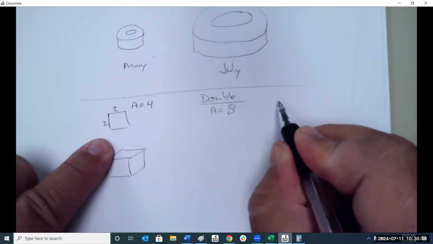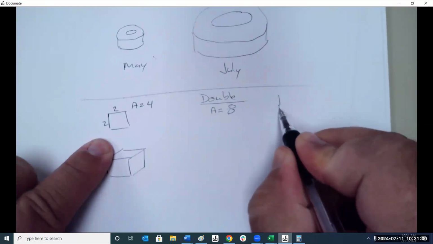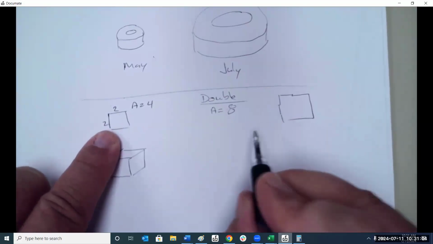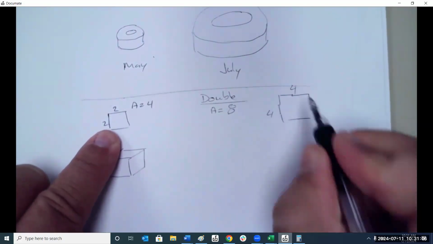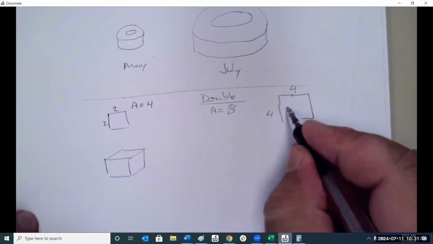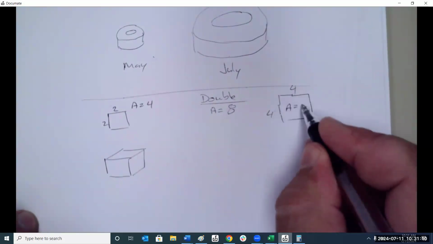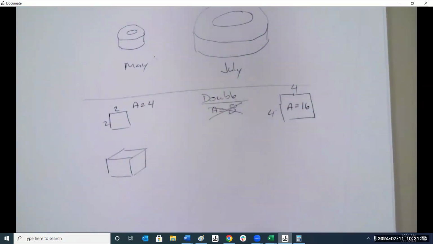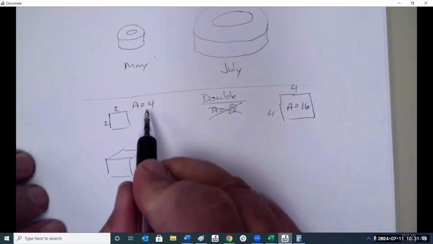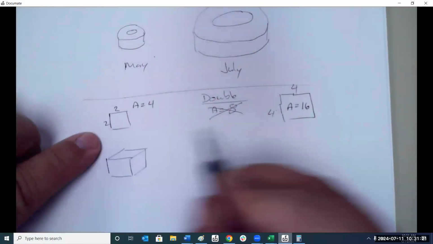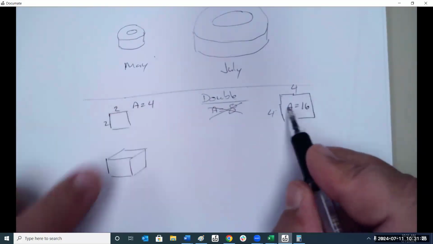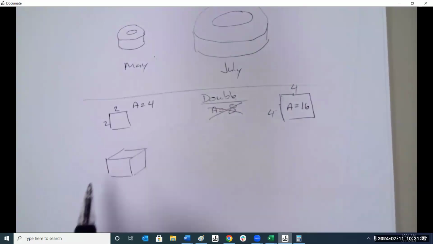When we double it, each side doubles. So instead of 2, they become 4. Now what's the area? 4 times 4 is 16. So you can't just double the area. If we double the area, that means you're doubling the lengths of the sides. This one from 2 to 4, so 4 times 4 is 16.